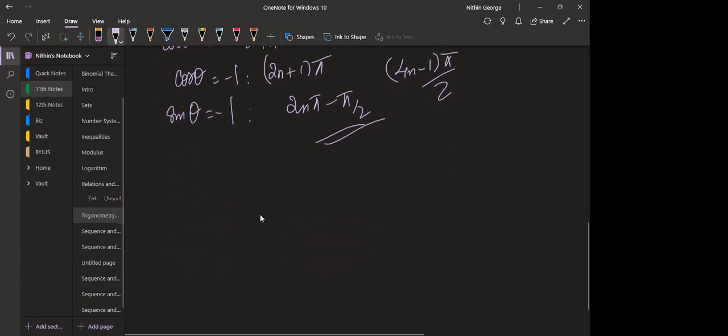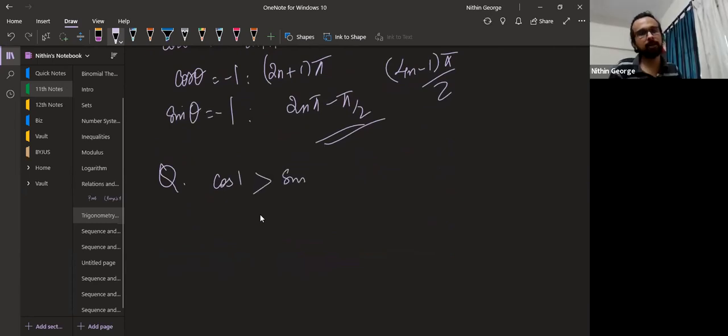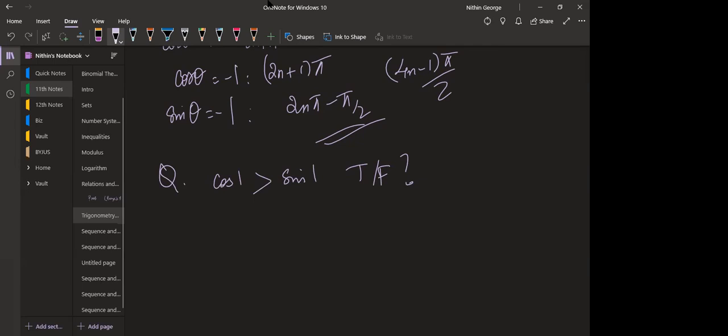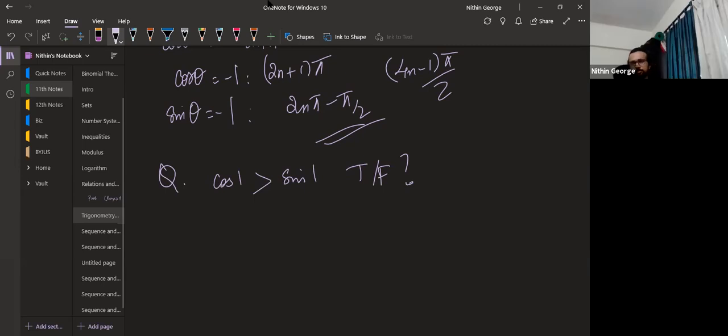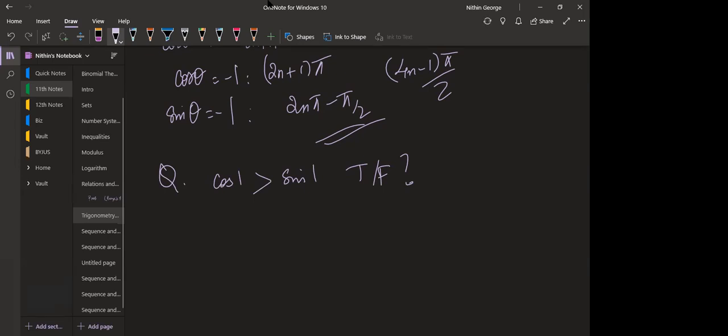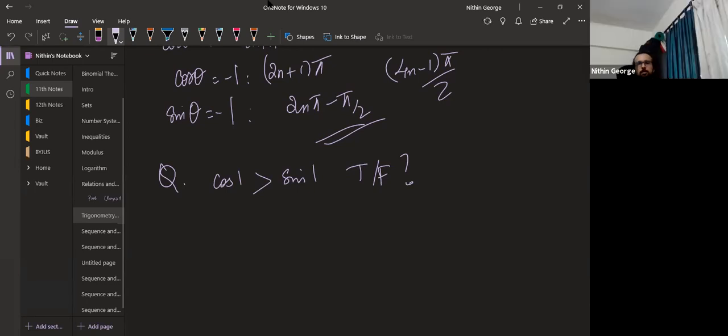Yes, sir. Okay. My first question for you: cos 1 greater than sin 1. True or false? True, sir. How did you get true? Check with the graph, sir. Check with the graph.